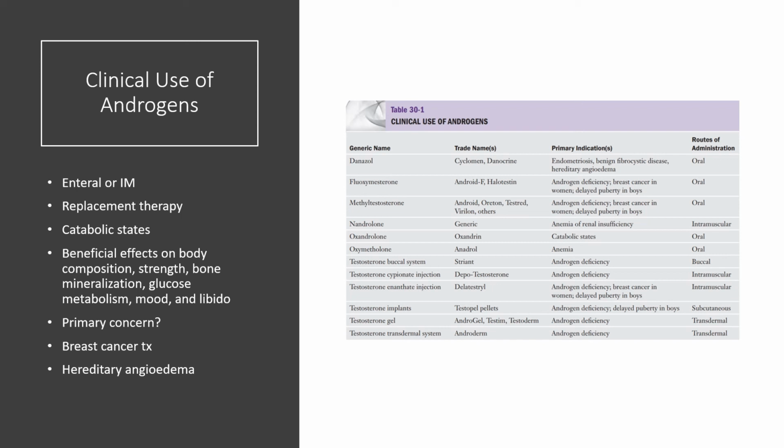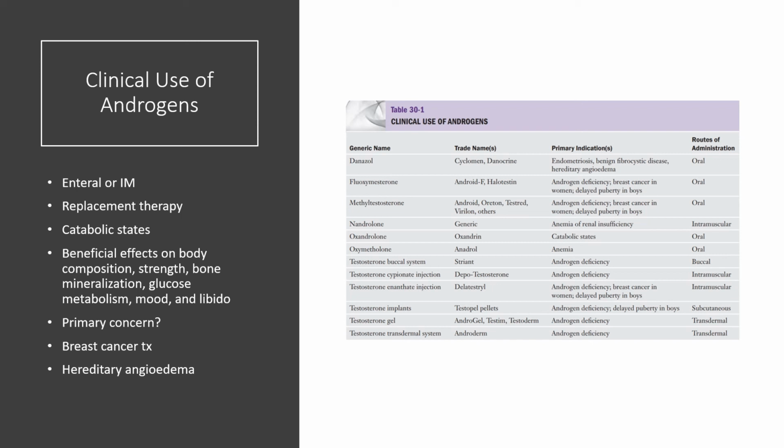And as far as hereditary angioedema goes, this is a condition that's characterized by a defect in the control of clotting factors that ultimately leads to increased vascular permeability. So the loss of vascular fluid from specific capillary beds causes localized edema in various tissues, such as your skin, your upper respiratory tract, and your gastrointestinal tract. And androgens are typically given prophylactically to decrease the frequency and the severity of the angioedema attacks.